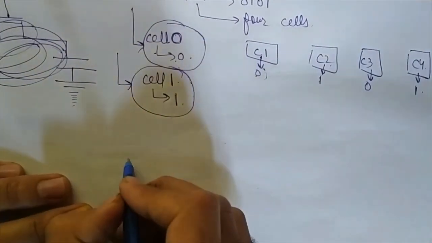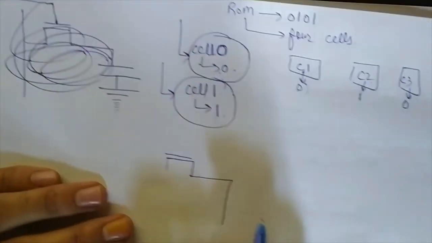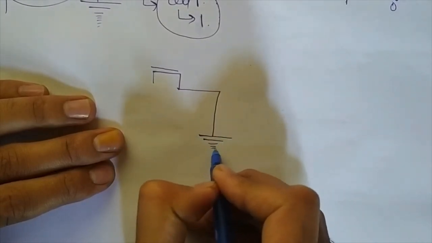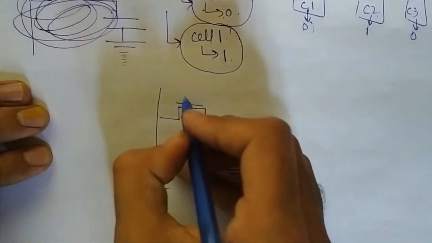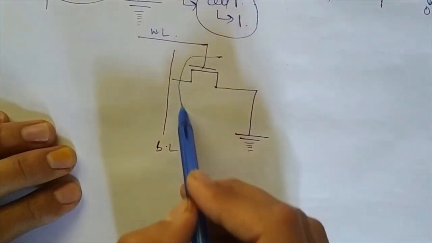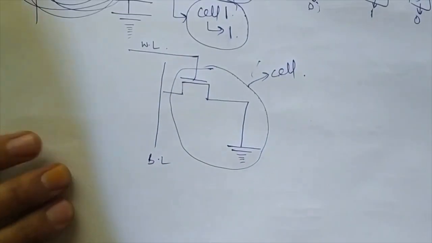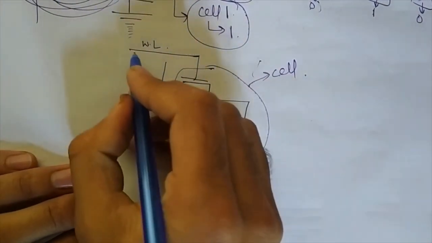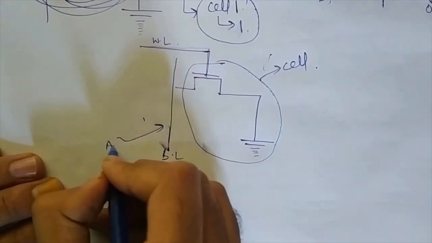Cell 0 will be like this. We have a switch, and instead of a capacitor as in our DRAM cell, we will directly connect it to ground. Here we will have a bit line, and this will be our word line. Let's say this is my memory cell. Let's see what it stores. For reading the data from this cell, we activate the word line and apply a voltage on the bit line.